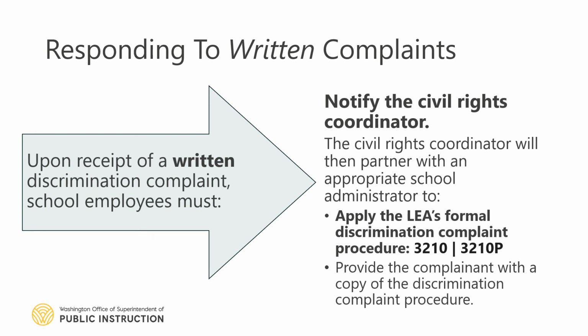When any school employee receives a written complaint, they must notify the Civil Rights Coordinator. The Civil Rights Coordinator will then partner with the appropriate building administrator to apply the LEA's formal discrimination complaint procedure in response and provide the complainant with a copy of the discrimination complaint procedure. The key distinction here is that in response to a written complaint, the LEA must apply its formal discrimination complaint procedure, which includes different timelines and procedural requirements that must be followed.